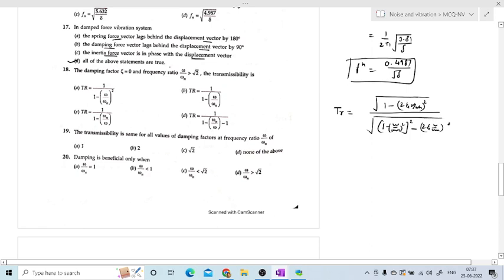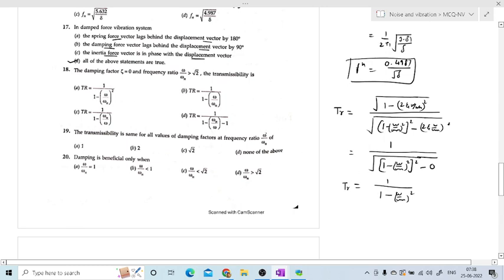Now they have given the value of zeta as 0. So if zeta is 0, the numerator will become root 1, meaning 1, divided by, now just see the denominator here, it will be 1 minus (omega by omega n) square, whole square, and the next term is 0. So we don't have that term here, so the root will cancel with the square, and the term will become 1 divided by 1 minus (omega by omega n) square. So this will be the transmissibility.